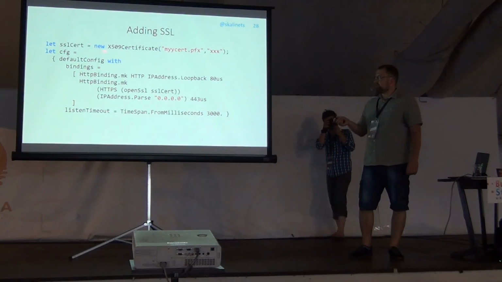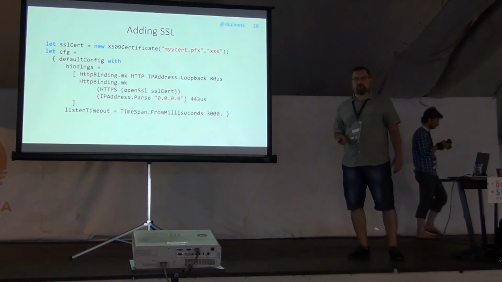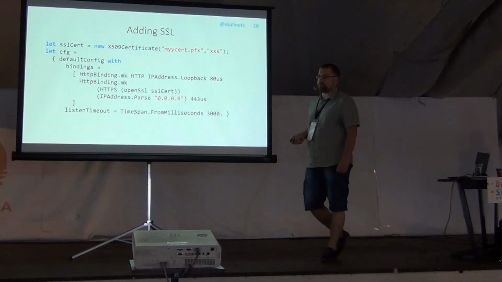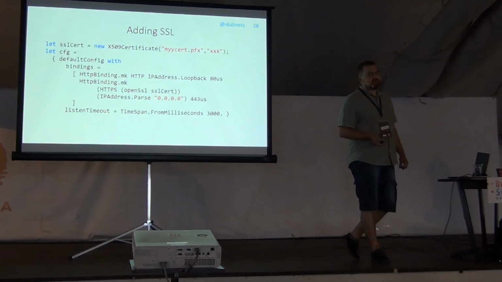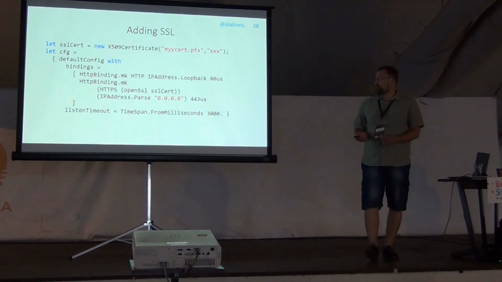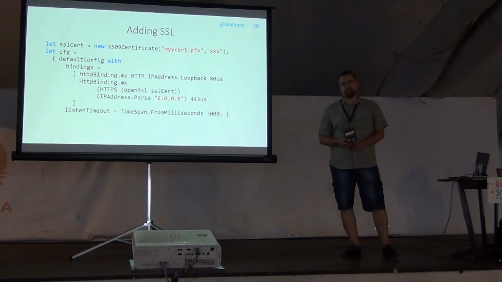So we can add SSL support using, I don't know, 10 lines of code that we can even copy-paste from the server documentation, like I did, without understanding what's going on. But the result will be that we have SSL. No need to configure Internet Information Services or whatever.